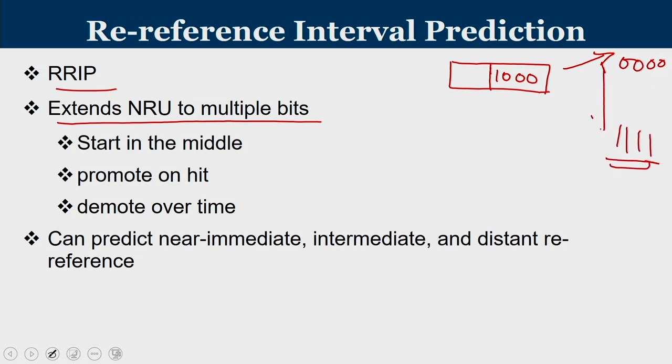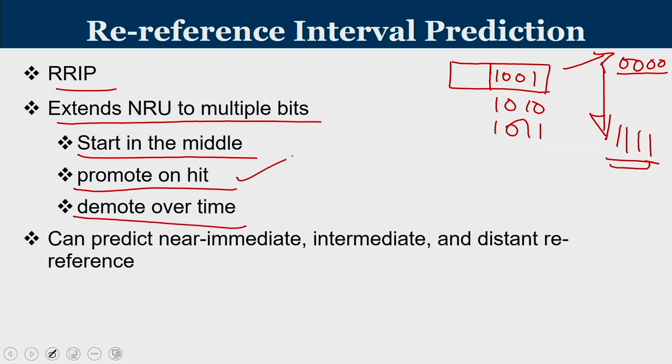Here 1111 indicates a very heavily used block and 0000 indicates a very lightly used block. When a block is being brought into the cache, you start at the middle value. Let us say I start with 8. You promote on hit. So, when I access it again, when a re-reference happens, this value will become 9 and then it will become 10, then it will become 11, like that.